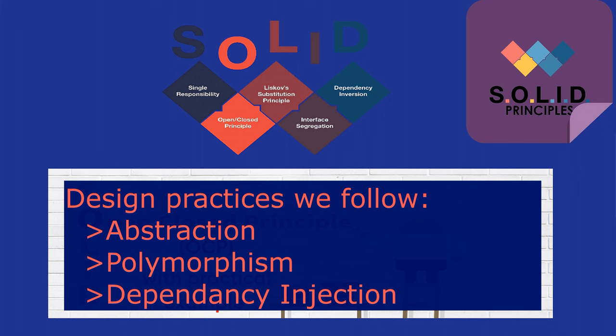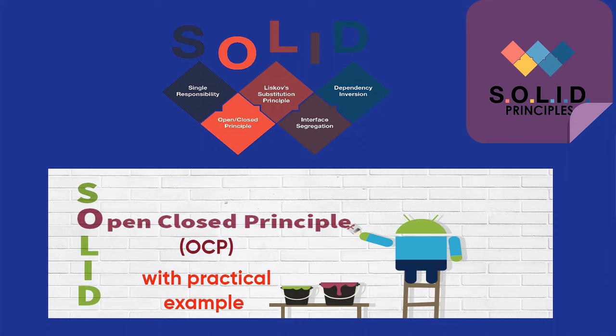Next, dependency injection. Instead of creating dependencies inside a class, inject the dependency through the constructor or getter setter. This enables you to change the behavior of a class by providing a different implementation without modifying the class itself. Let's dive into the practical example.